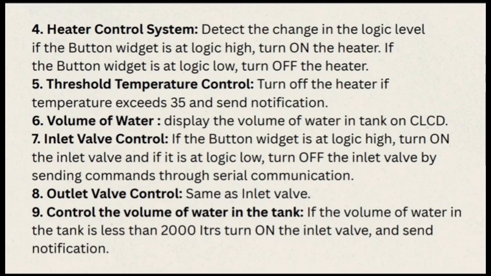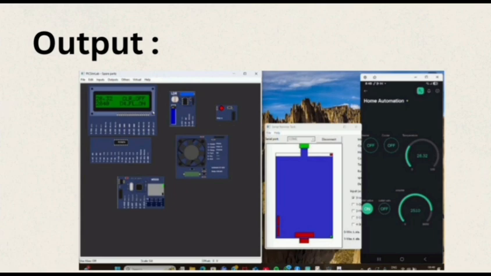Ninth is automatic water level control. The simulation automatically monitors tank volume. If the water level drops below 2000 liters, the inlet valve is automatically turned on and sends a notification. Once the level reaches the required limit, it turns off automatically. It demonstrates closed loop automation logic. Lastly, this is the output of the home automation project.